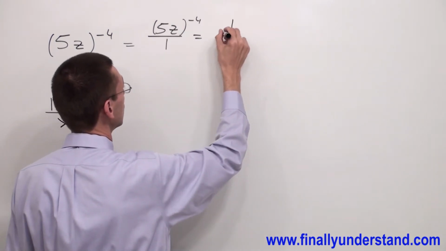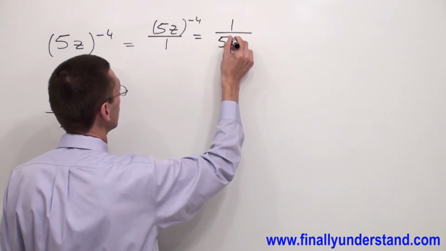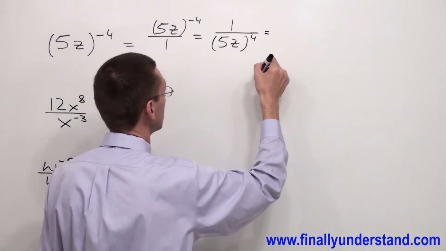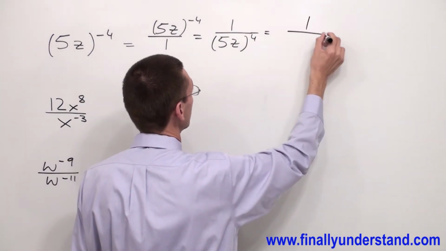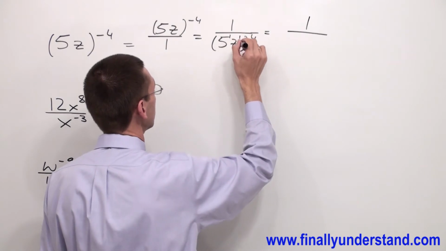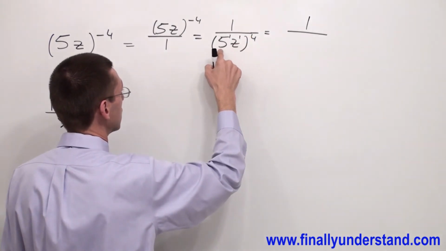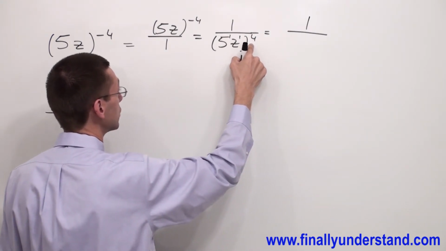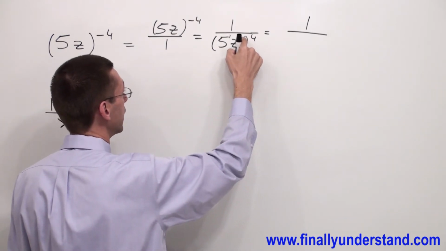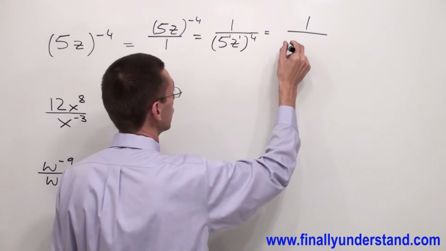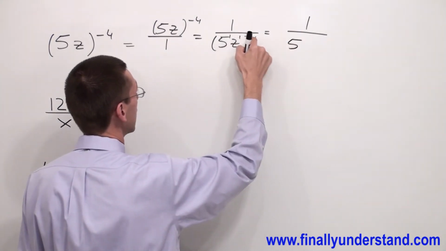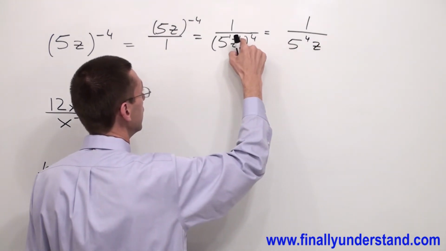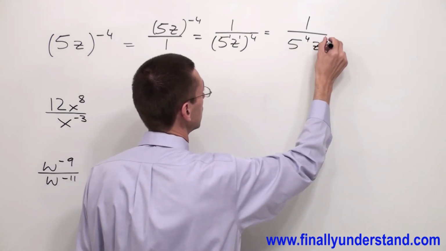That's why I'm going to have 1 over 5z to the 4th power equals. Now, you're supposed to remember the formula which says anytime we have expression, the product in the parentheses, and we have exponent outside of the parentheses, we have to multiply external exponent by every single internal exponent. That's why I'm going to have 5. 1 times 4 is 4, and I have z. 1 times 4 gives me 4.